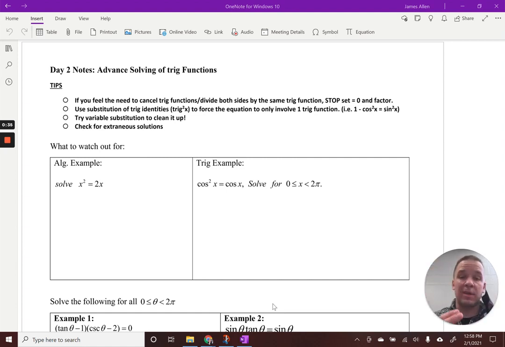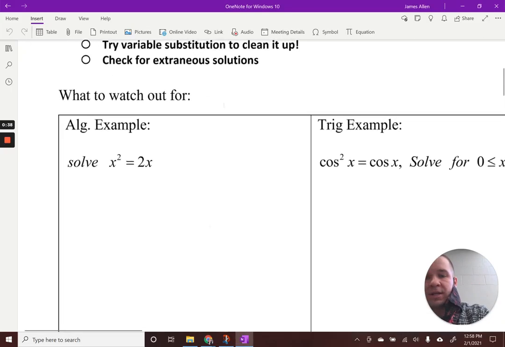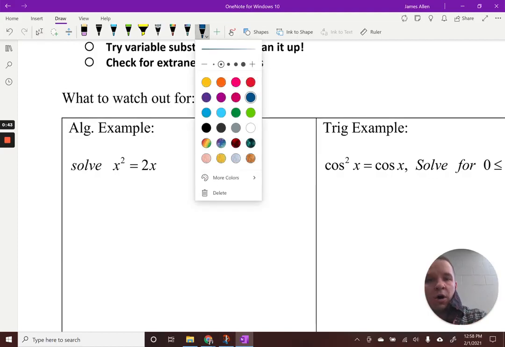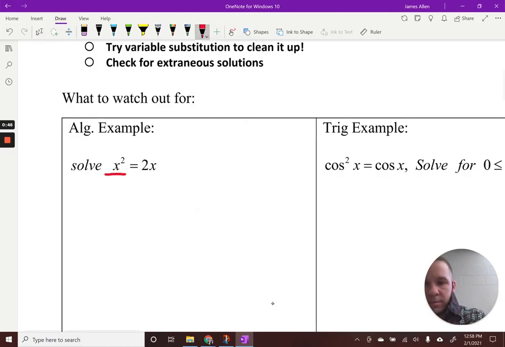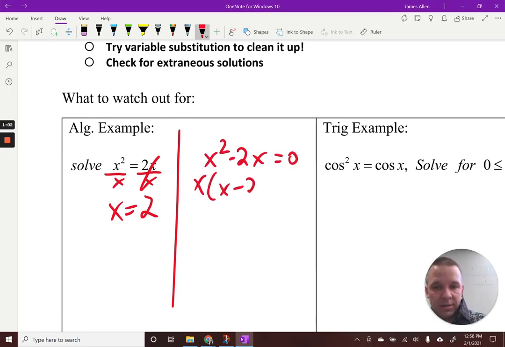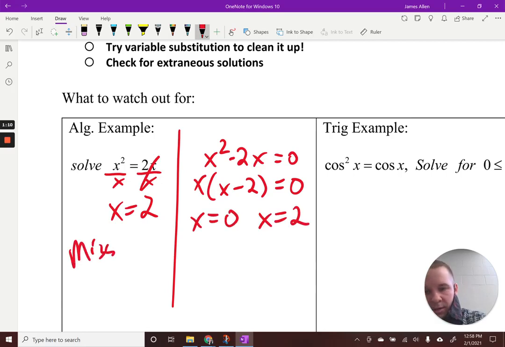So I want to compare that to something a little more simple. Over here on the left-hand side, we have solve x squared equals 2x. Now, if I just divide by x on both sides, cancel my x's, I'm left with x equals 2. But I think we all know that really what we needed to do was x squared minus 2x equals 0. We bring it onto one side, I factor out a GCF of x, leaving me with x minus 2. So now I get x equals 0 and x equals 2. So here we are missing a solution.